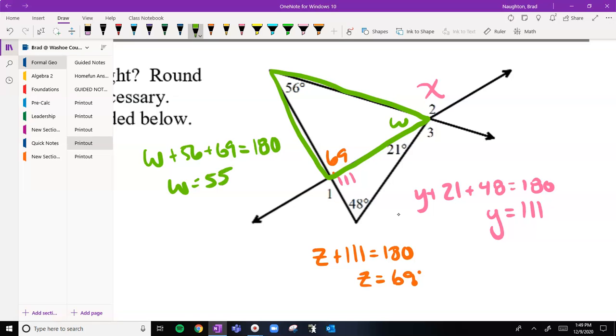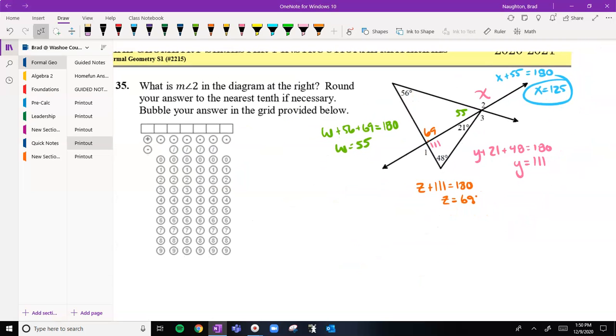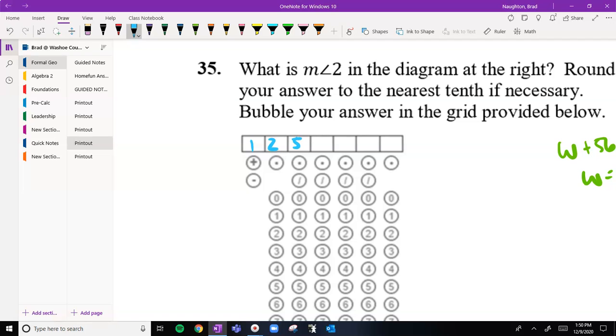Alrighty. And so if this right here is 55, we could then say, alrighty, this is a linear pair. So X plus 55 is equal to 180. So X is equal to 125, which is our answer. So just a lot of triangles. Now there's a bunch of different ways to do this one, but I'm a fan of 180 degrees in a triangle. And since there are so many triangles, they're trying to tell you to do that. So if this were a bubble in, we would go either 125 here or 125 there and call it good.